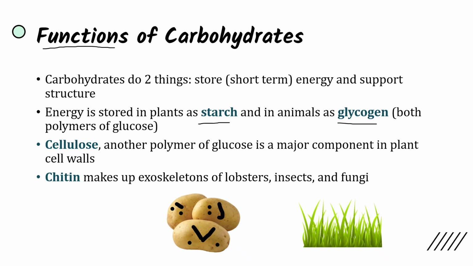Now cellulose, another polymer of glucose, is a major component in plant cell walls, which provides structural support to the plant cells. And chitin makes up exoskeletons of lobsters, insects, and fungi. So carbohydrates do these two things: store energy and support structure. Now why do I say short-term energy? Well, this is because lipids store long-term energy, and we'll talk about why in the lipid video. But now let's look at how the different functions of carbohydrates are linked to the different structures of carbohydrate polymers.